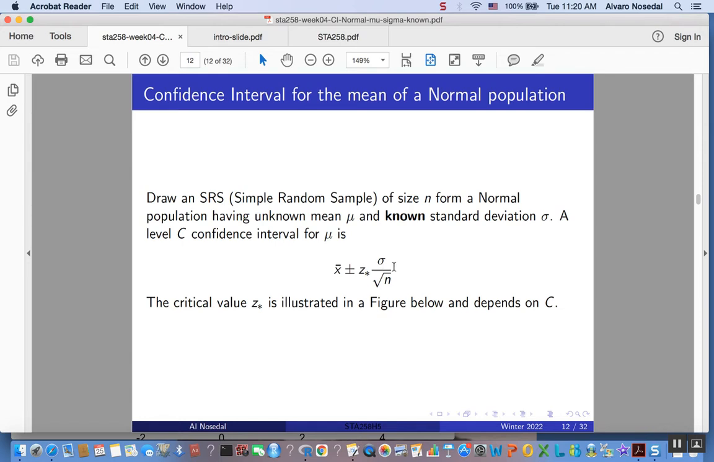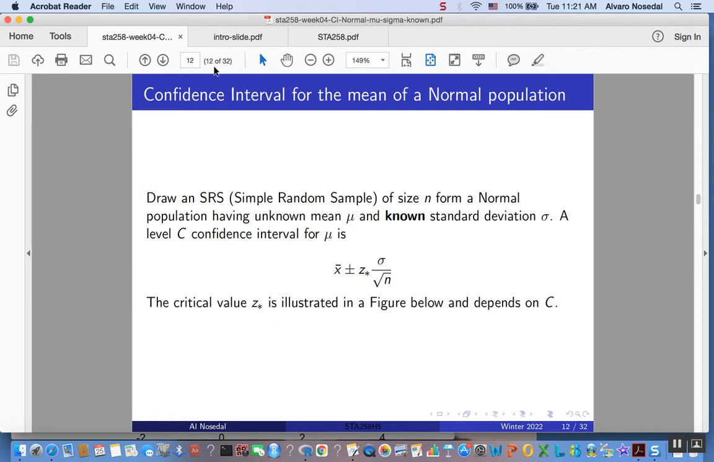And sigma divided by the square root of n is the standard deviation of our estimator, x bar, right? We know that the variance of x bar is sigma squared divided by n. Therefore, its standard deviation will be sigma divided by the square root of n. Make sense? And the critical value, c star, depends on the confidence level that you want. The higher the confidence level, the larger c star will be.